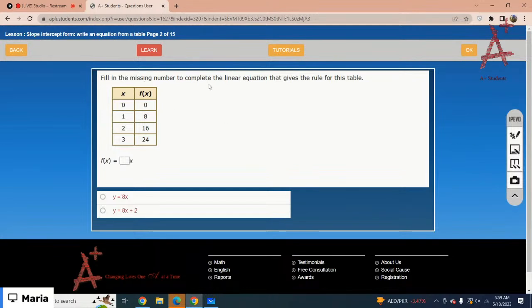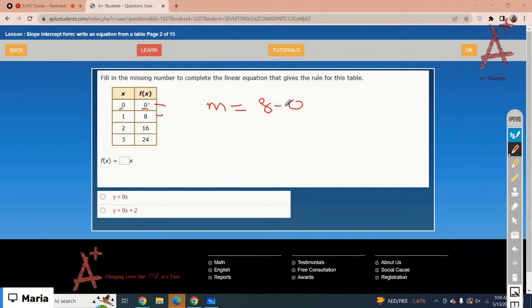Okay, fill in the missing number to complete the linear equation that gives the rule for this table. You have to calculate the rule for the table. Got it? You can see here x is 0, y is 0. So basically when x is 0 and y is 0, that means the y-intercept of the graph would be 0. Got it?